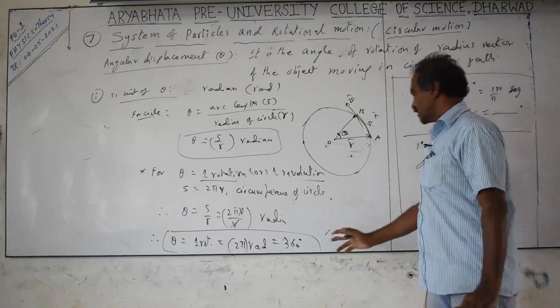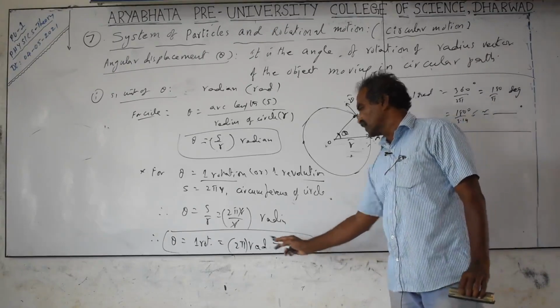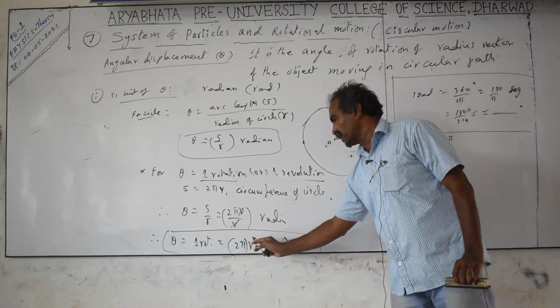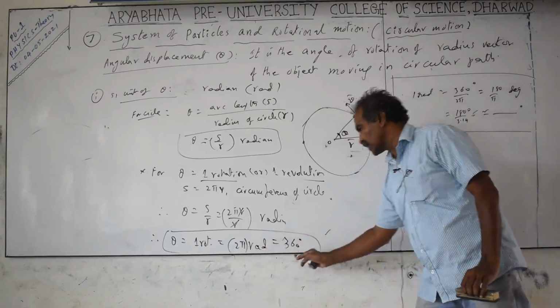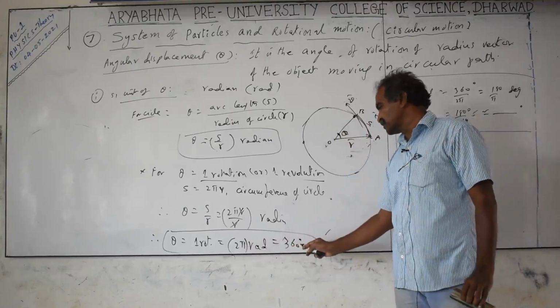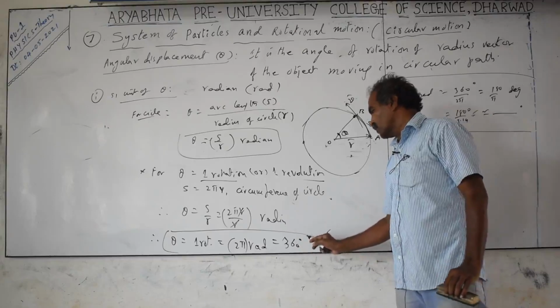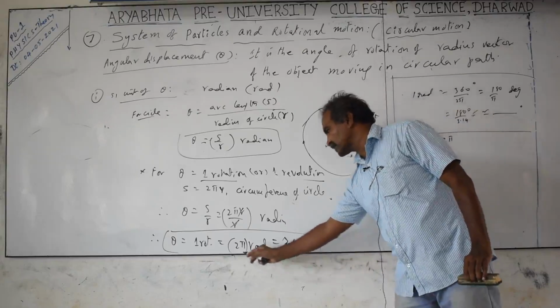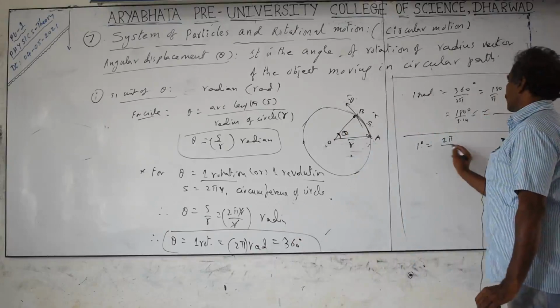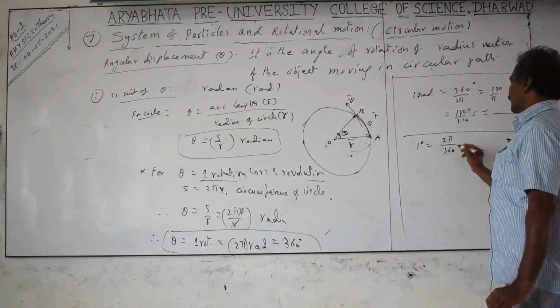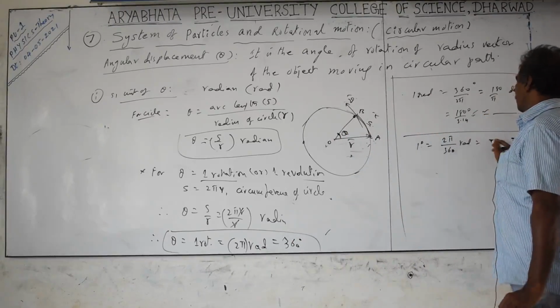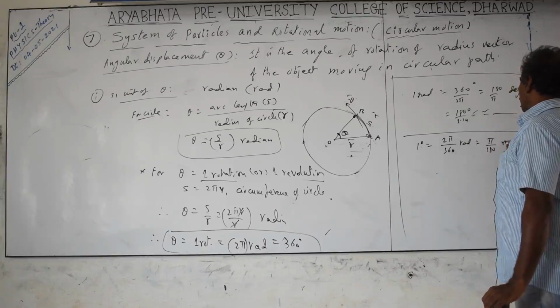2 pi. This is 360 degrees, means 360 into 1 degree. 2 pi radians means 2 pi into 1 radian. So 1 radian becomes equal to 2 pi, go to the right side here. Similarly, 360 degrees means 360 into 1 degree. So 1 degree means what? 360 goes to the left side. 2 pi by 360 it becomes. 2 pi by 360 in terms of radians, which is pi by 180 radians.